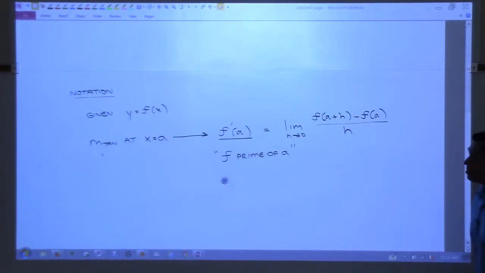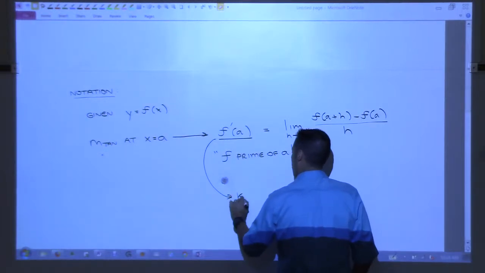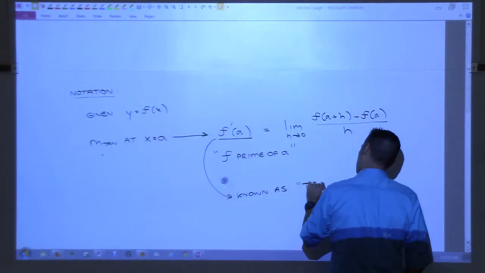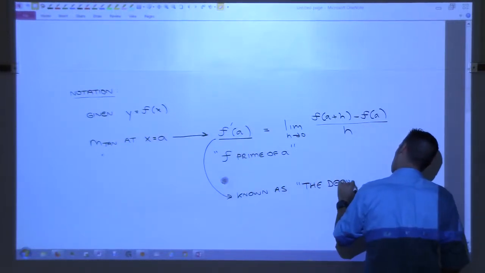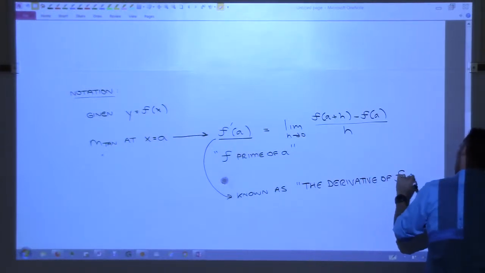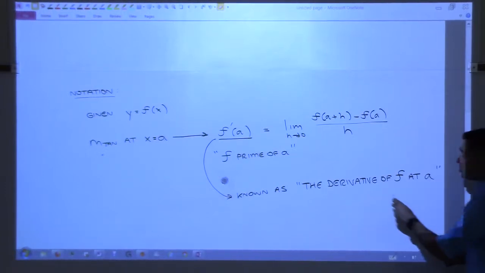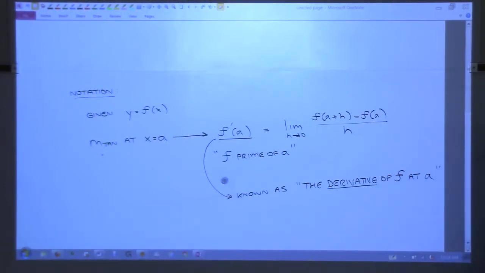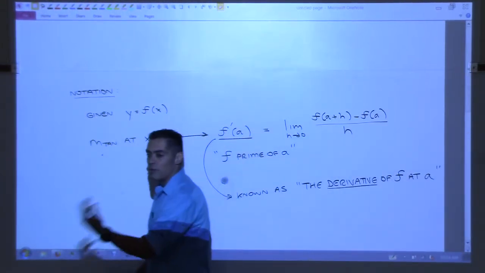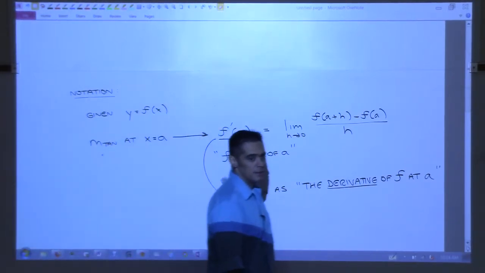This is the way you say it, but this right here is known as the derivative of f at a. So that's a new word for you, the derivative of f at a. If someone is saying, hey, you've got this function, and you're going to be finding the derivative of the function at a, what that means is you're going to be finding the slope of the tangent line at a. All right?